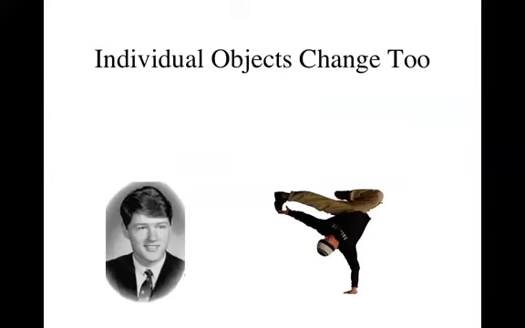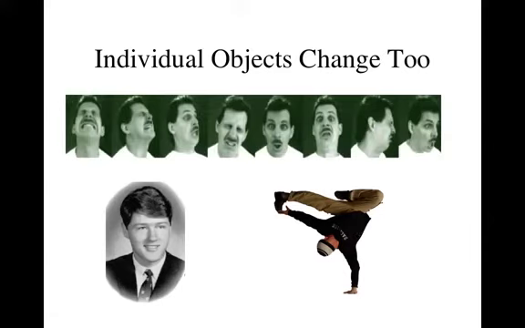And individual objects change, so people age, such as Bill Clinton, people change their shape based on moving their limbs, and people change their faces based on changes in viewpoint, so this is a rotation in depth, but also, in this case, changes in facial expression. And yet we're able to recognize this all as the same person.